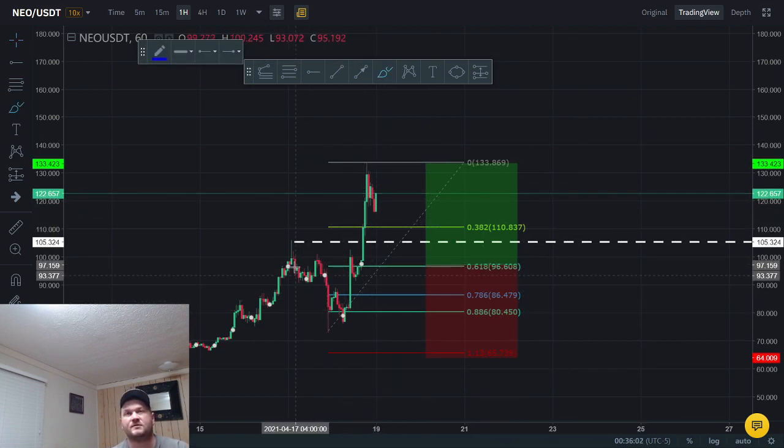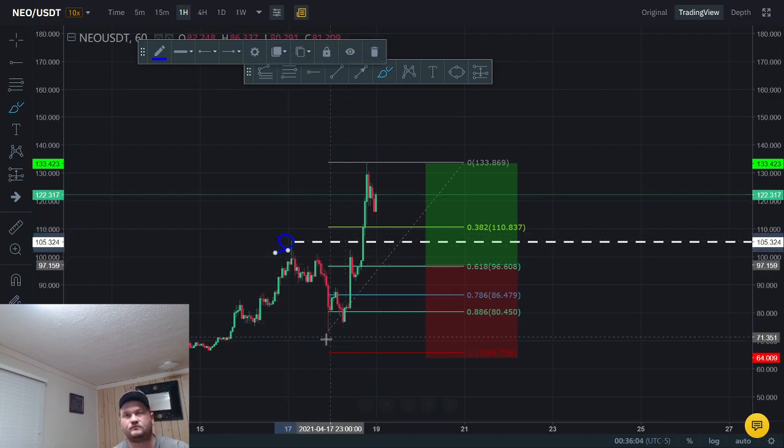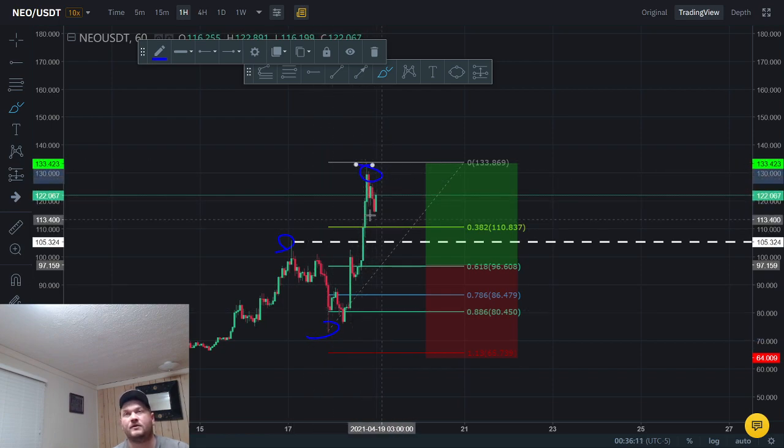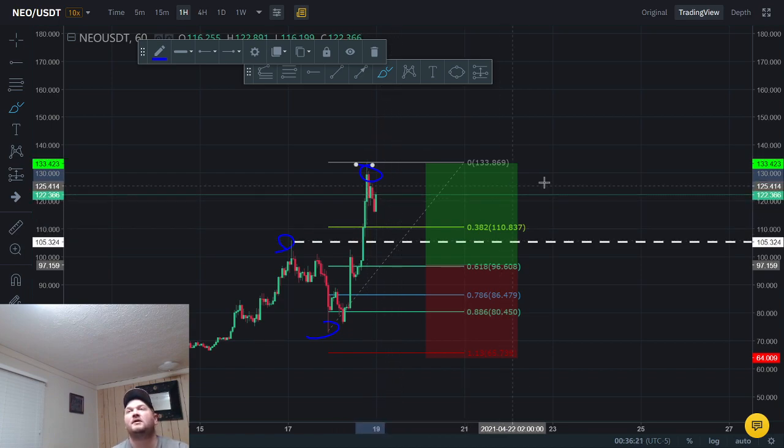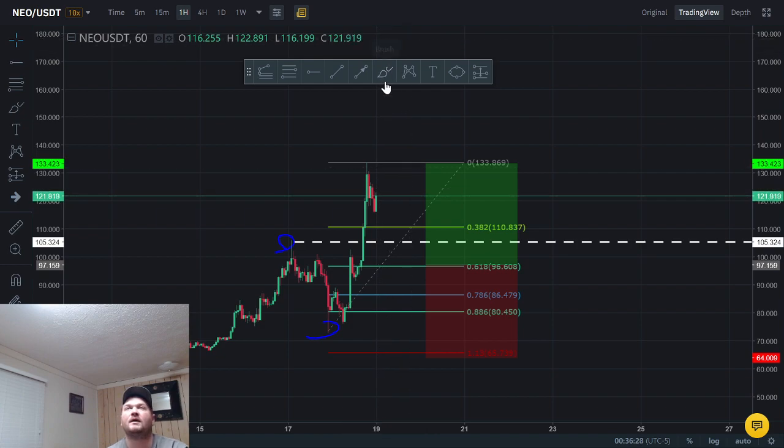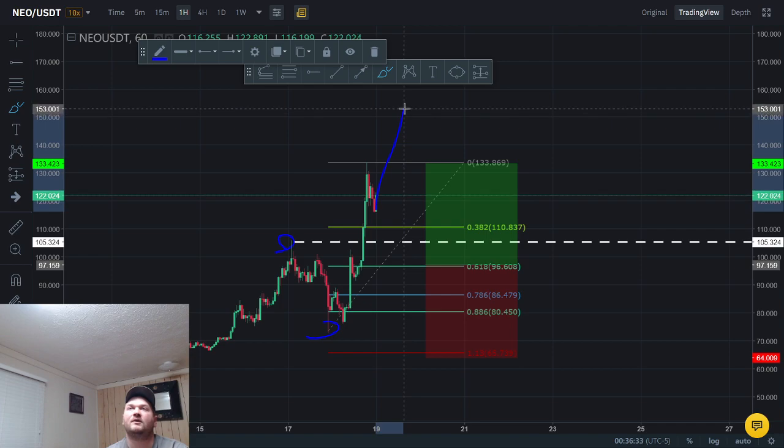With this move, now does this say sell Neo? No, this does not say sell Neo. So yeah, if price kept going higher and it just kept putting in a new high, and it put in a new high way up here, I'd take my Fibonacci tool.